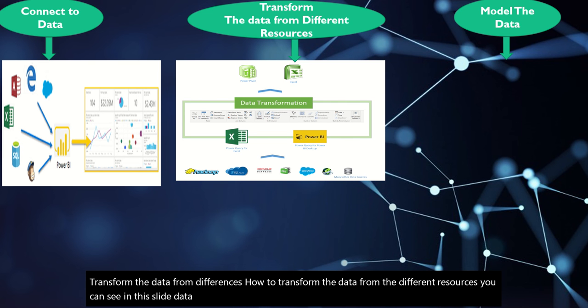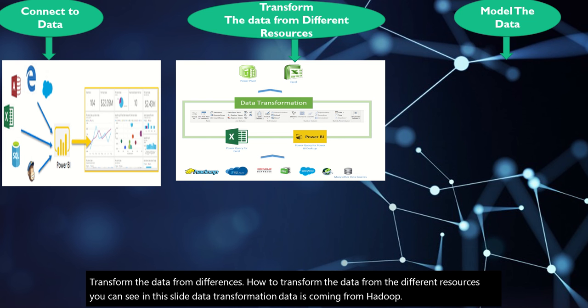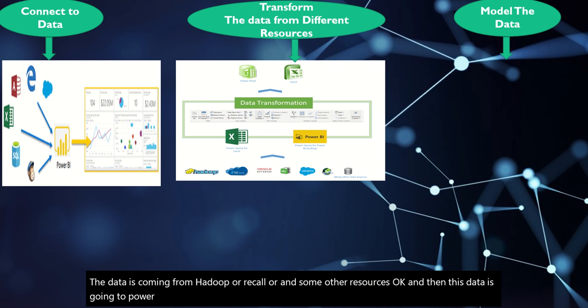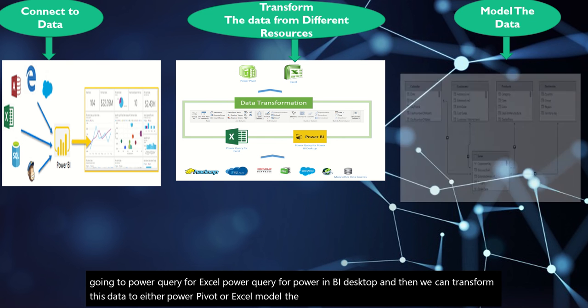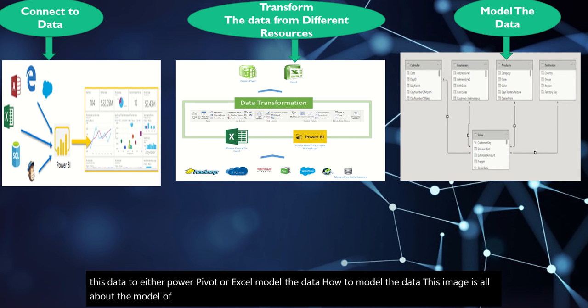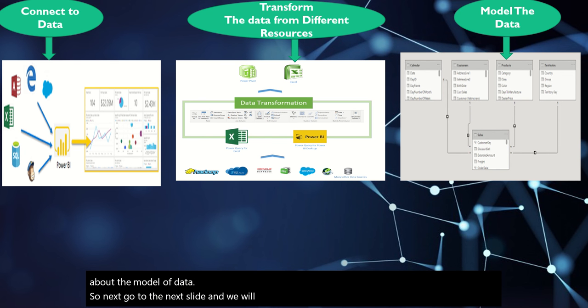Data is coming from Hadoop, Oracle, and some other resources. Okay, and then this data is going to Power Query for Excel, Power Query for Power BI Desktop, and then we can transform this data to either Power Pivot or Excel. Model the data. How to model the data? This image is all about the model of data. So next, go to the next slide and we will see the other things.